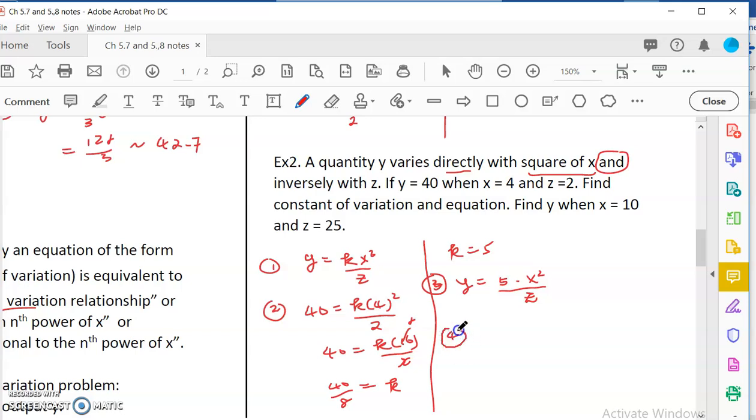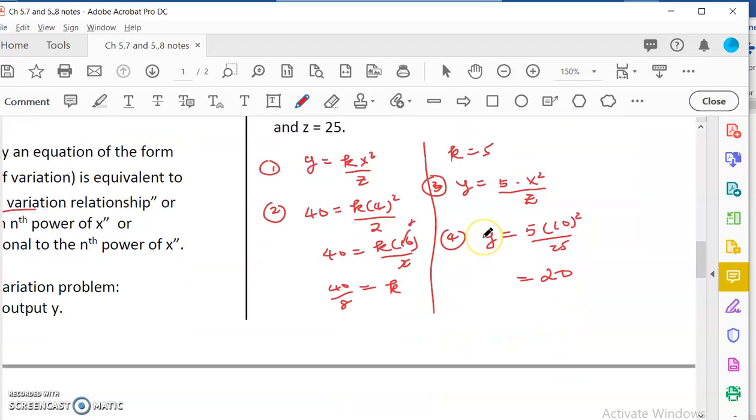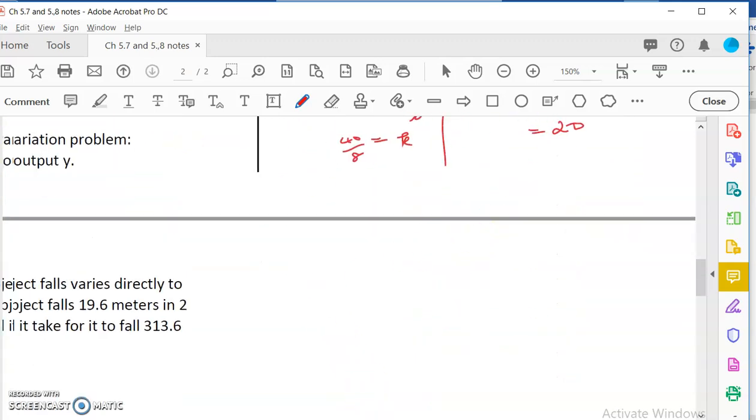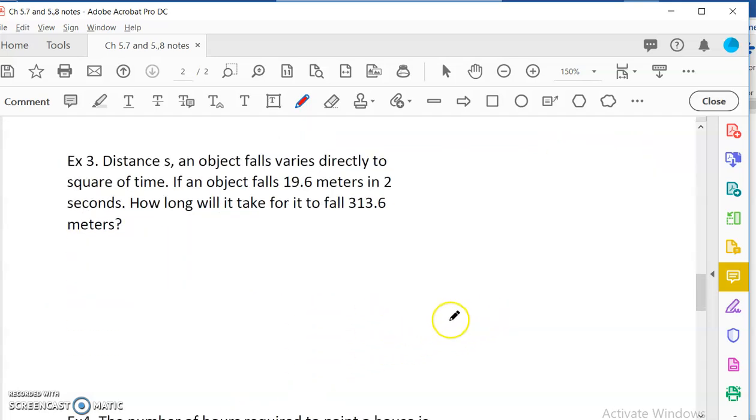So now solve a problem. Find y when x is 10 and z is 25. So we will say 5 times 10 squared over 25. So 5 times 10 squared is 5 times 100, which is 500. 500 over 25 is 20. So that's how you solve what we call joint variation. It's a mix of direct variation and inverse variation and different powers.